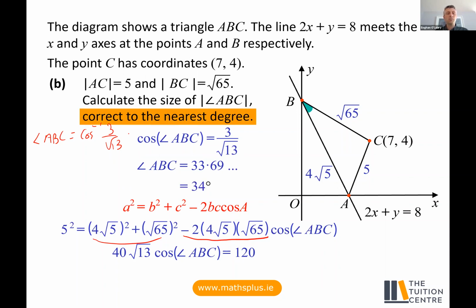33.69. And I want to make sure I'm reading my question again at the end of all this work to make sure I'm answering the right thing and I'm not going to lose any marks, and I end up at 34 degrees to the nearest degree. And that was 5 marks as well.